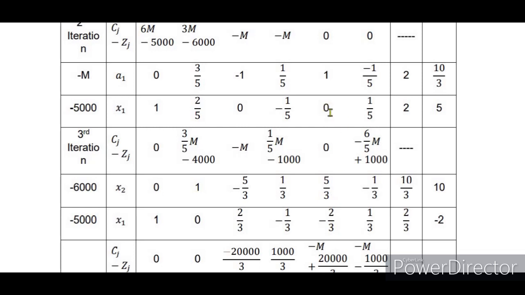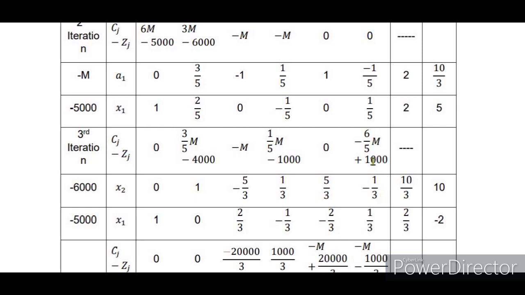So the previous value is 0. So 0 minus 2/3 is equal to negative 2/3. That is why it is negative 2/3 here. Okay, so next, negative 1/3 times 2/5, it is negative 2/15.